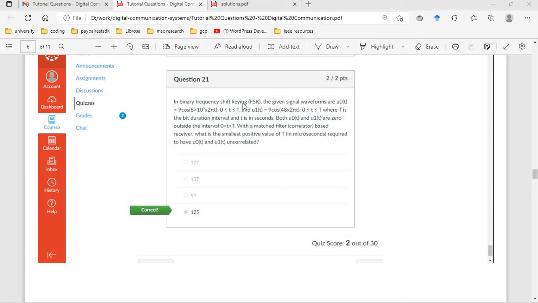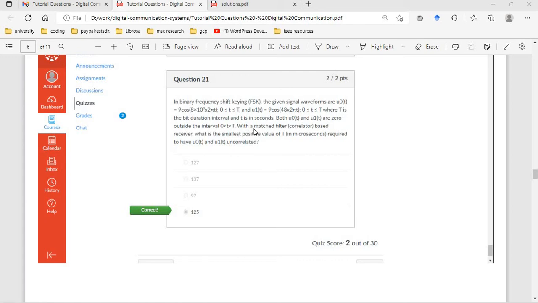In binary frequency shift keying, FSK, the given signal waveforms are U0 of t equal to that signal, and U1 of t equal to that signal, over the duration 0 to capital T, where capital T is a bit duration interval and t is in seconds. Both U0 of t and U1 of t are 0 outside the interval 0 to capital T.